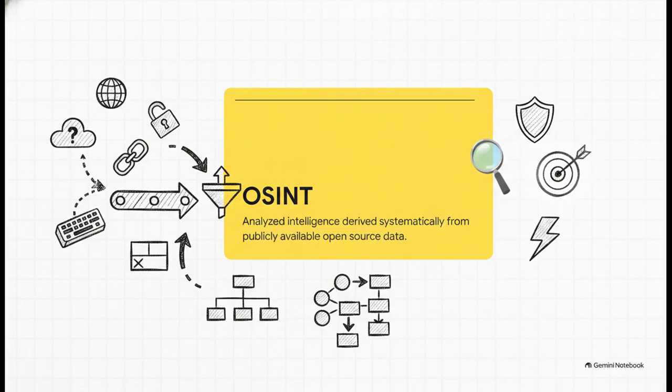Then we have open source information. That's when you process that data, like grouping together all the usernames that match one specific email. But open source intelligence, or OSINT, that is the final baked product. It's the analyzed, actionable conclusion that tells you for sure a specific threat actor is planning a cyber attack.